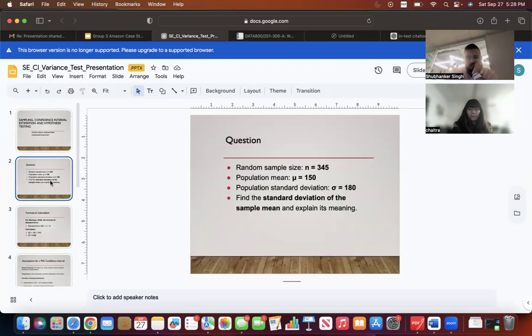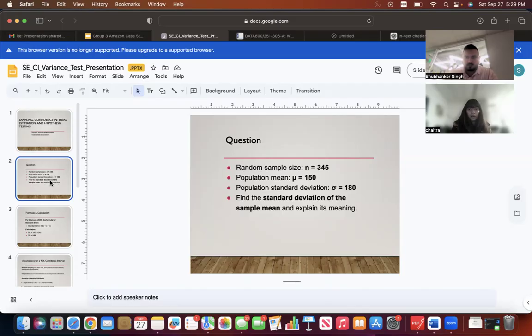So here we are explaining the concept of standard deviation of the sample mean, also known as the standard error. We calculate it by dividing the population standard deviation by the square root of the sample size. In our case, with a population standard deviation of 180 and a sample size of 345, the standard error is approximately 9.69. This means that our sample means will typically vary about 9.7 units from the true population mean of 150. A smaller standard error indicates more consistency and reliability when we repeat sampling.